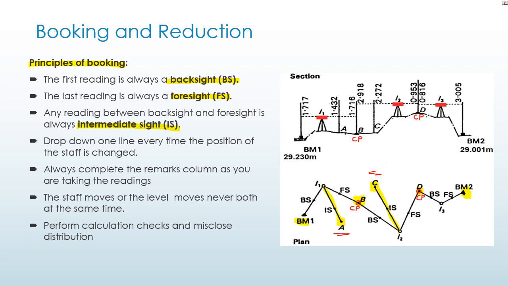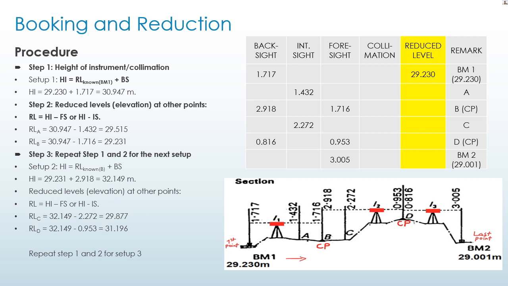And write down the reading for each point in one row in the leveling sheet. And you have to follow the order from the first point to the last point. Now, look at the procedures to calculate the reduced level of the unknown points using the height of instrument method. Step number 1: height of instrument or collimation line. We start with setup number 1. So you know benchmark number 1, but you haven't known point A and point B reduced level.